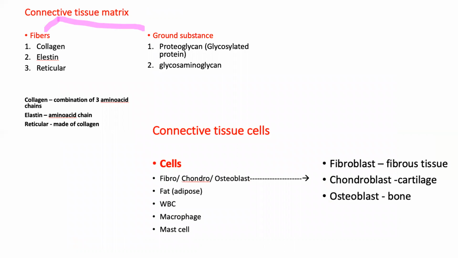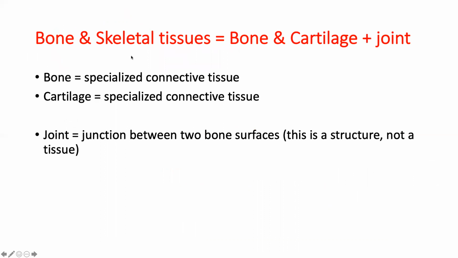You have seen this diagram already. A connective tissue is made of cell and matrix, and matrix is made of fiber and the ground substance. Bone, specialized connective tissue made of cell and matrix. Cartilage, specialized connective tissue made of cell and matrix. A joint is the junction between two bone surfaces.